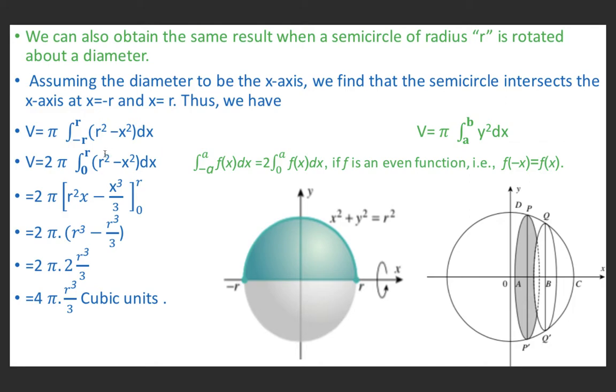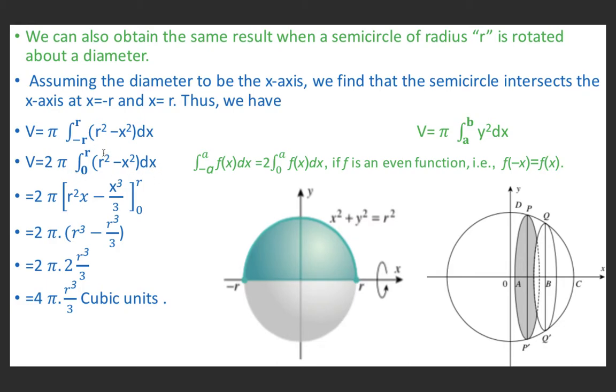We know that by the property of definite integral, integration between minus a to a of f(x) dx is equal to twice the integration of f(x) dx between the limits 0 to a, if f is an even function. Even function means f of minus x equals f(x). So here, if we replace x by minus x, it remains the same. It means it is an even function. Therefore, the integration between the limits minus r to r may be written as twice the integration between 0 to r. So it is 2 pi integral 0 to r of r square minus x square dx.